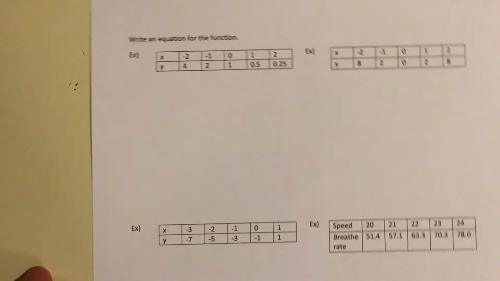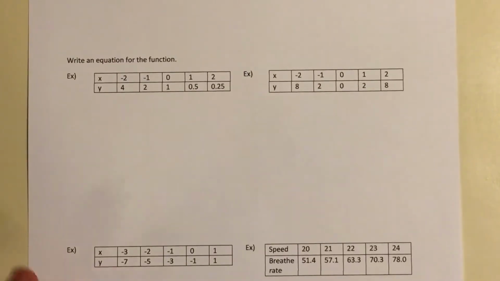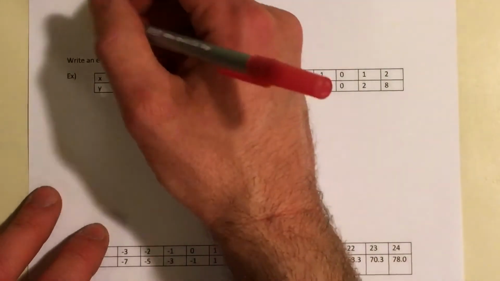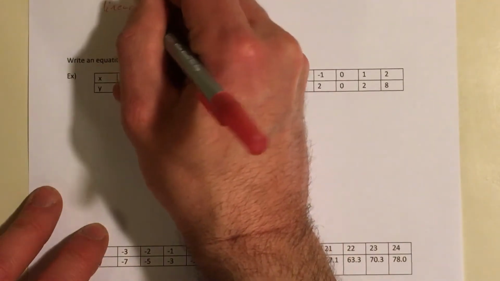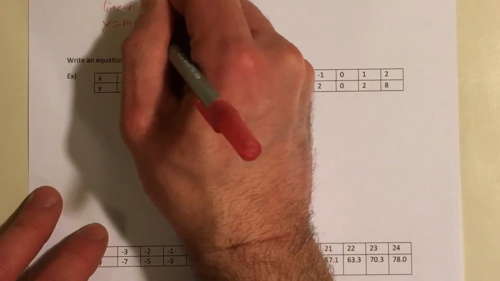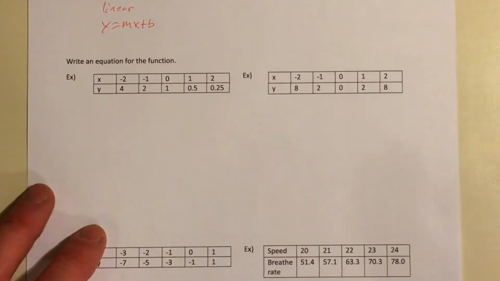So, next up, we are tasked with writing an equation for the function, okay? Now, to do this, we're first going to have to determine which of the 3 models it is. Is it linear, exponential, quadratic? But then from there, we're going to have to use the models to write the equation. So just a reminder, linear will be y equals mx plus b. We'll use that to help us write our equation.